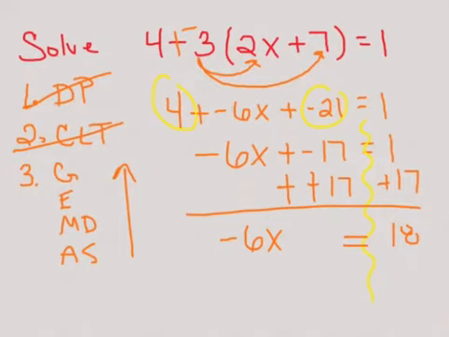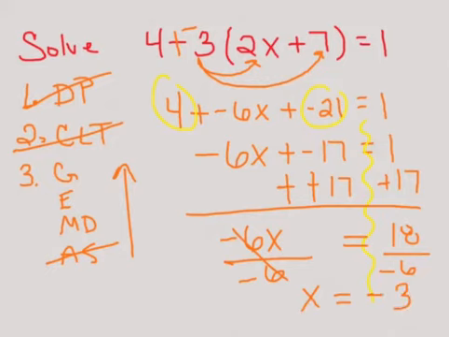So we don't have any more addition or subtraction, so we're moving on to undoing multiplication and division. We have negative 6x, which really is negative 6 times x. So we are going to divide both sides by negative 6. Negative 6 divided by negative 6 is 1. So we're left with 1x, or x, equals negative 3.